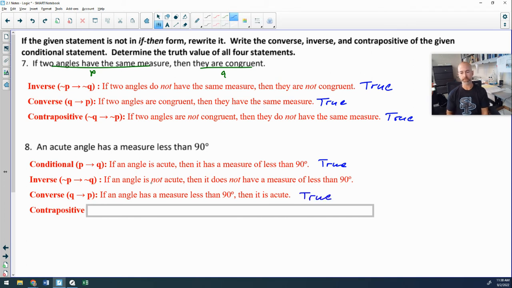I forgot to do the truth statement on the inverse. If an angle is not acute, then it does not have a measure of less than 90. So not acute, and then it's not less than 90. That is also true. Lots of true statements here. We need a false one just to shake things up a little bit.